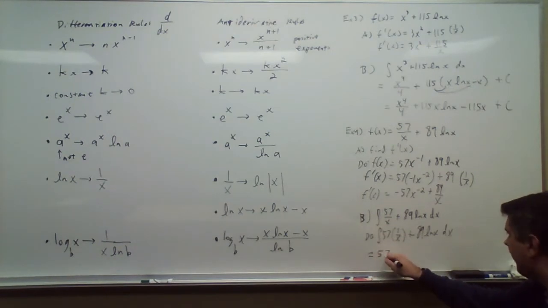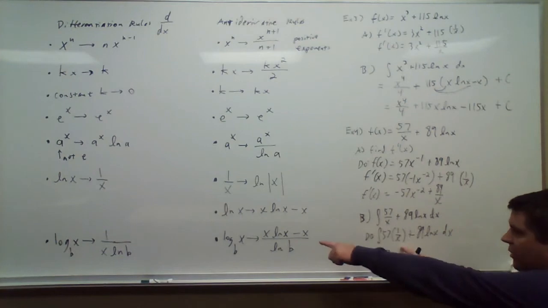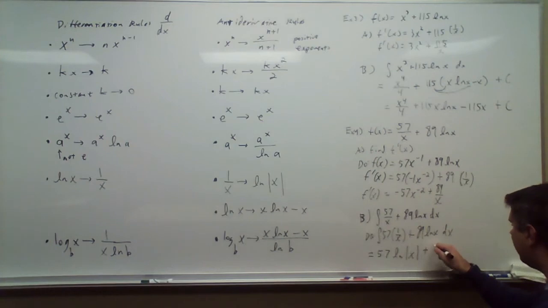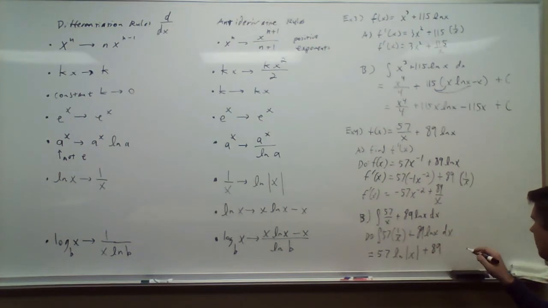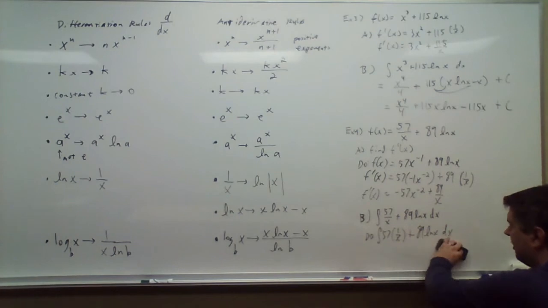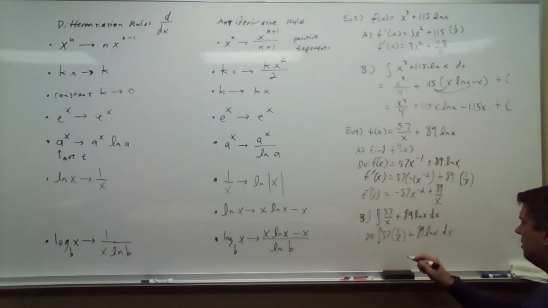This will be 57 times the antiderivative of 1 over x, which is the natural log of x, plus 89 times the antiderivative of natural log of x, which is x natural log of x minus x, plus c. Okay, and I'm going to need to re-engineer this for extra space.